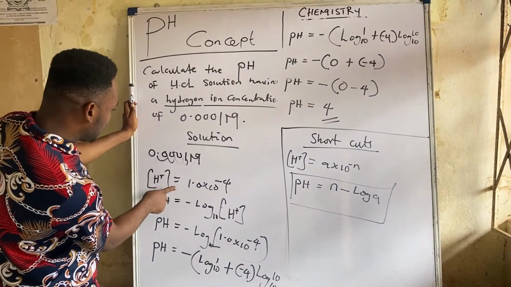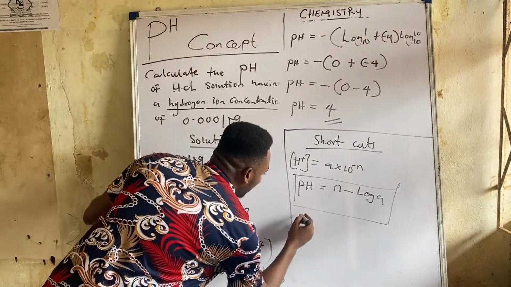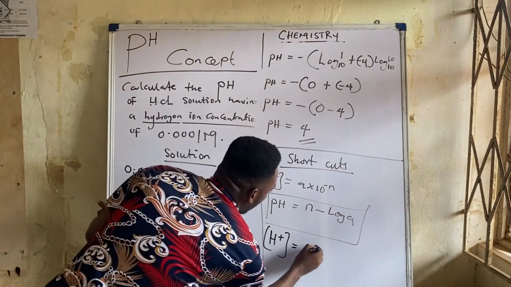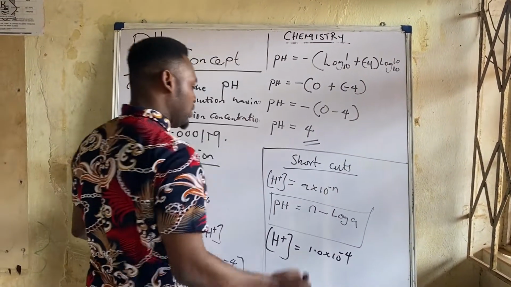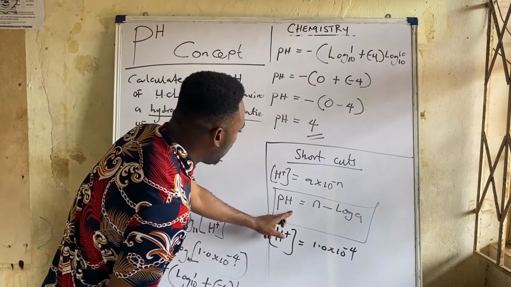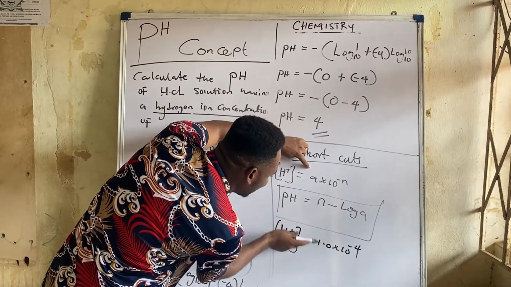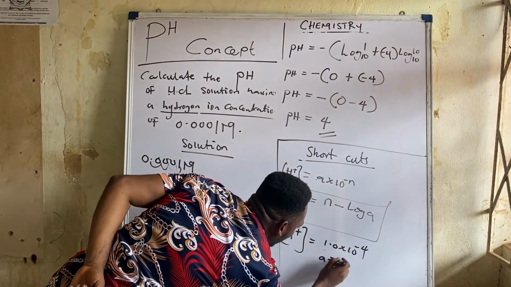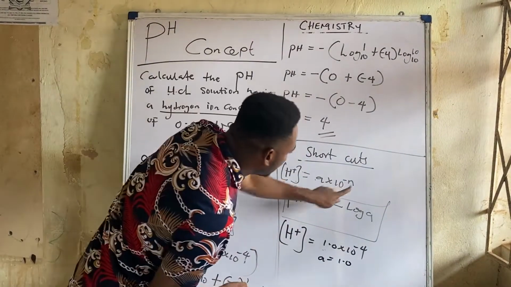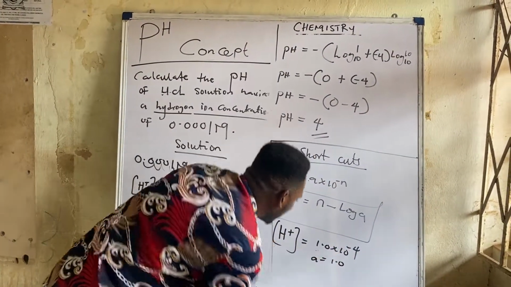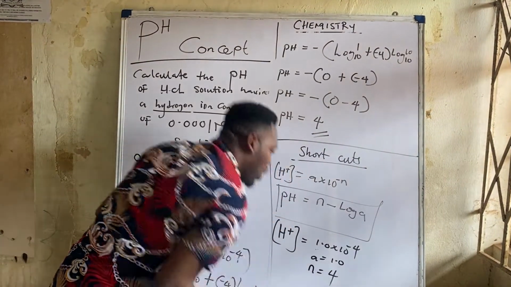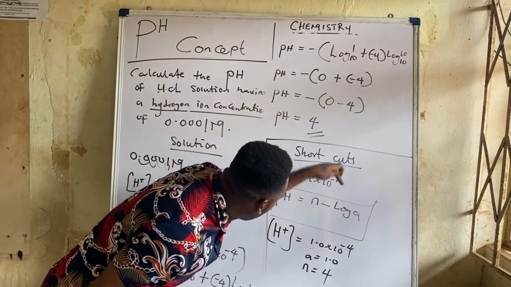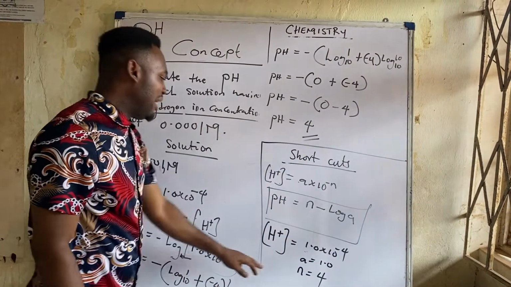What was our hydrogen ion concentration? This is it here. H plus concentration is equal to 1.0 times 10 to the power minus 4. Compare these two things now. What is my A? Of course, my A is 1.0. Compare these two: this is minus n and this is minus 4. What is my n now? My n is 4, not minus 4, because what I'm having is minus n and then minus 4. So my n is 4.